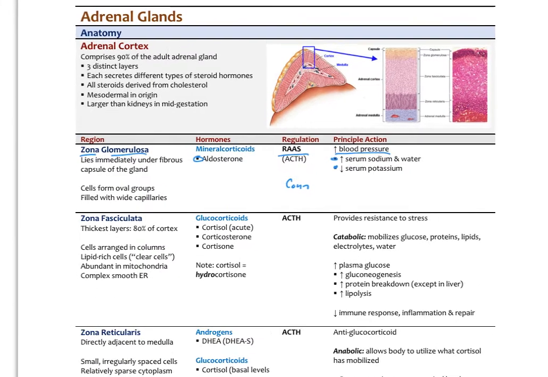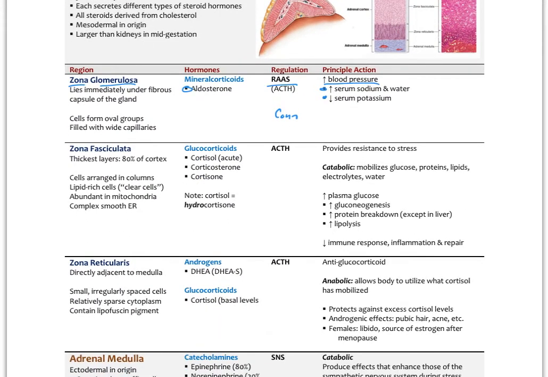The fasciculata is the middle zone, and that's the thickest layer. It's about 80% of the cortex. The cells are arranged more in columns. They're very lipid rich. They're called clear cells because of that. Very abundant in mitochondria, and that's partly because the mitochondria is the primary site where cholesterol is converted into pregnenolone, and then the pregnenolone is going to diffuse into the cytoplasm of those cells, and there are various steroidogenic enzymes which will create the downstream products.